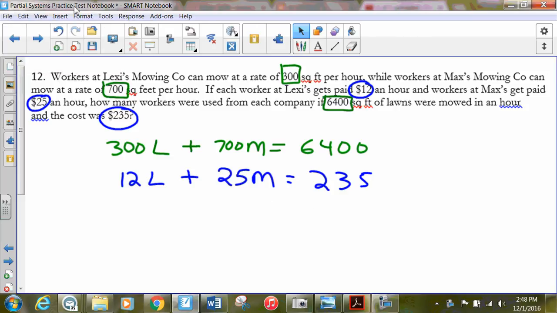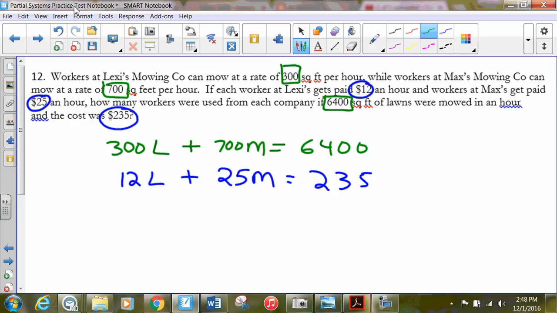Okay, we're going to finish up the partial practice test, the context part. I got interrupted and then it just canceled. So we're starting over again. We left off at number 12 and we decided that we were making two equations.